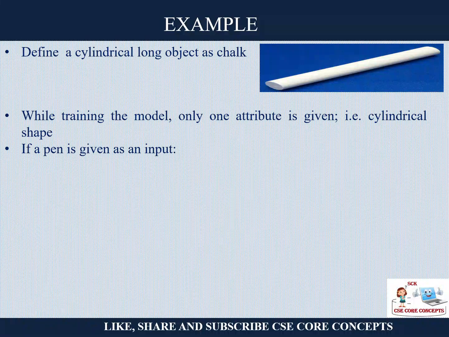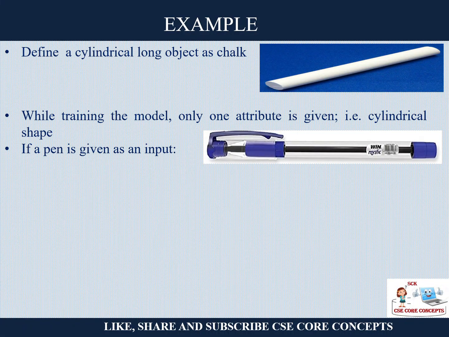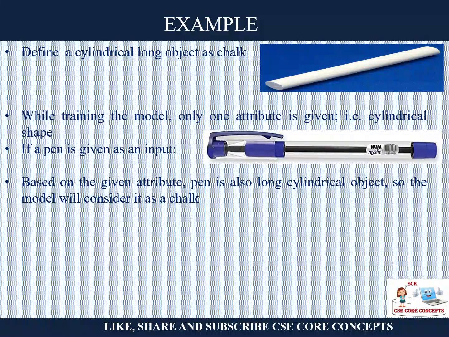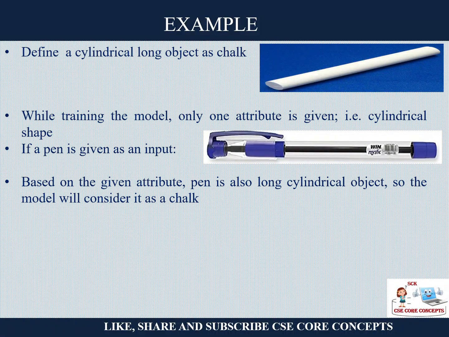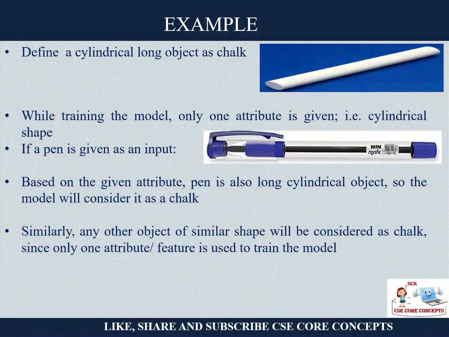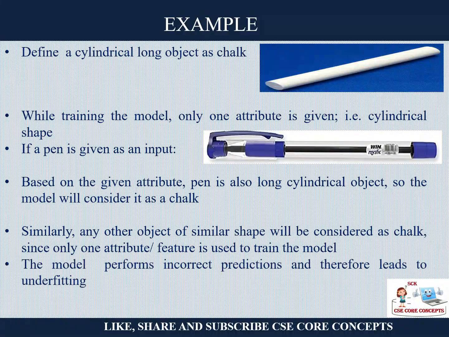Now while testing, you give a pen as an input. It is also long and cylindrical. Understood? The model knows that anything long and cylindrical is a chalk, right? So the pen is also long and cylindrical, and the model says it is a chalk instead of a pen. Why is it misunderstood? Because you used only one attribute to define that object. Similarly, any other object of similar shape, long and cylindrical, it will consider a chalk, since you defined only one attribute to train the model.